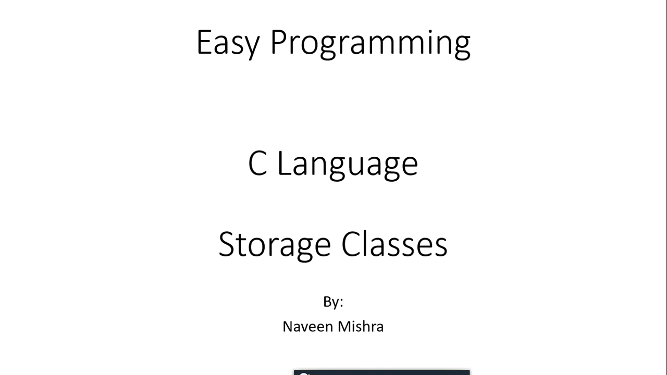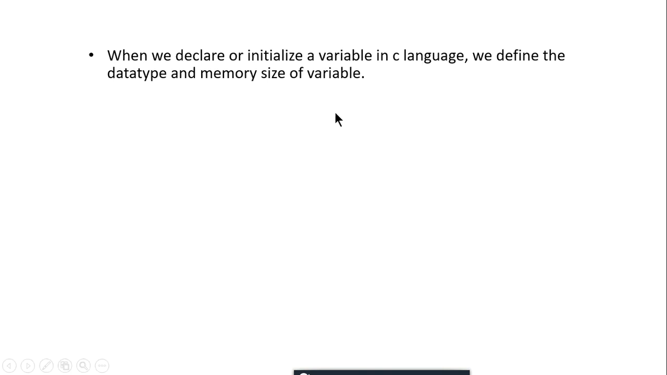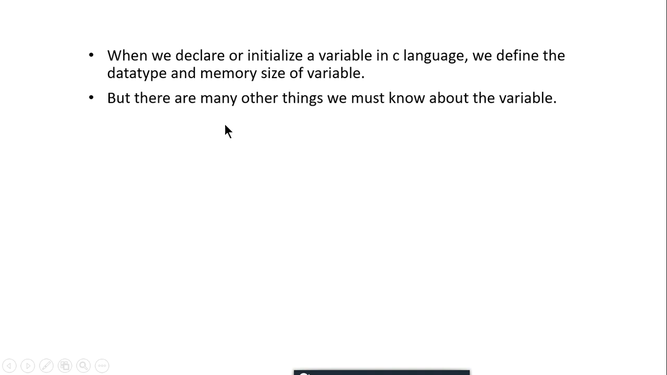So what are storage classes? When we declare or initialize a variable in C language, or in C++ or Java, along with the data type and the memory size of the variable, there are many other things that you must want to know about what is happening with that variable. For example, number one, initial value.